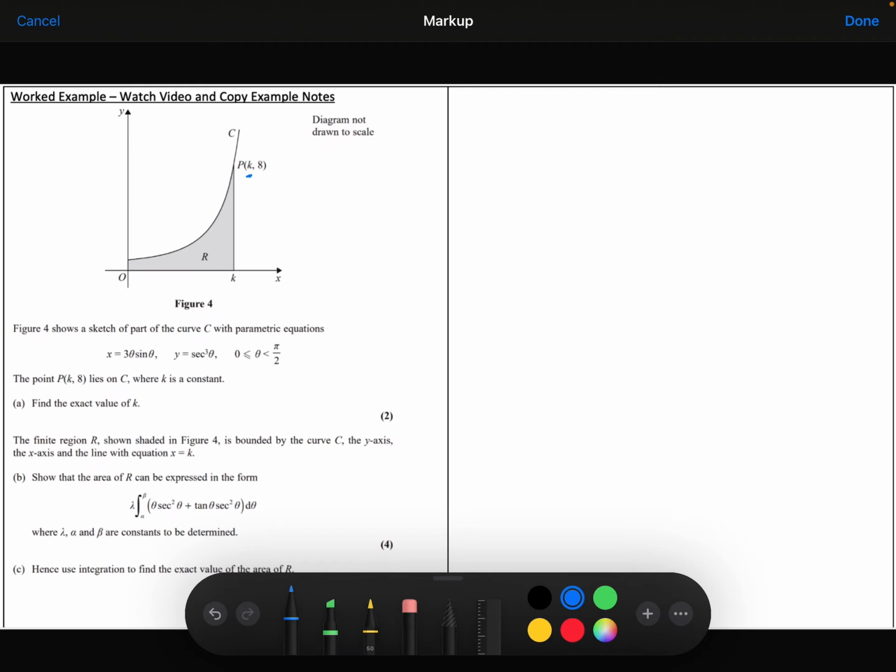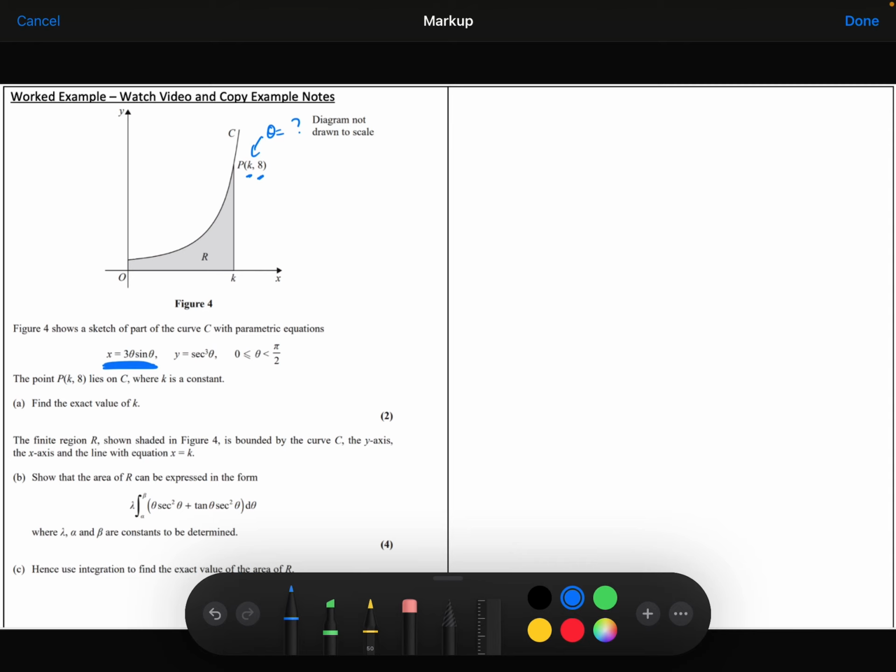K is the x coordinate of P. So in order for me to work that out, I would like to know what theta is at this point. If I can work out what theta is at this point, then I can substitute it into my x parametric equation to work out the x coordinate. And hence I'll know what k is. So how can I work out what theta is at point P? Well, at point P, I know that the y coordinate is 8.